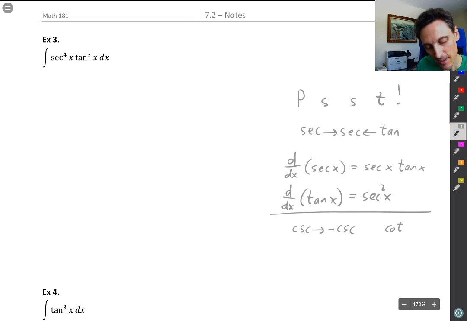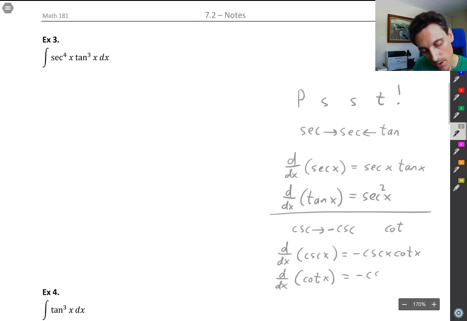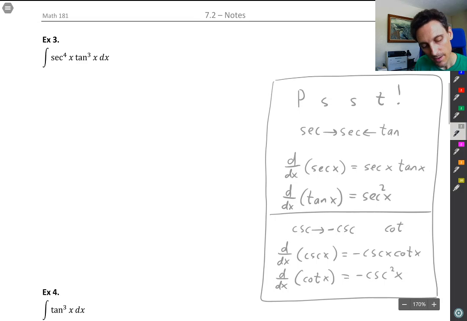The derivative of cosecant is negative cosecant cotangent. And the derivative of cotangent is negative cosecant times cosecant, which is cosecant squared x. There's a little reminder of the derivatives of secant, tangent, cosecant, and cotangent. Now we want to keep these in mind when we're trying to solve one of these integrals here. So we'll see how that works out.